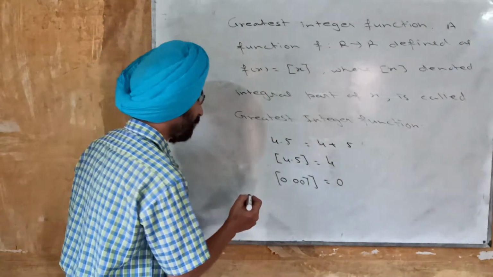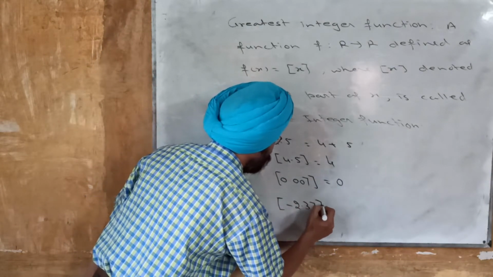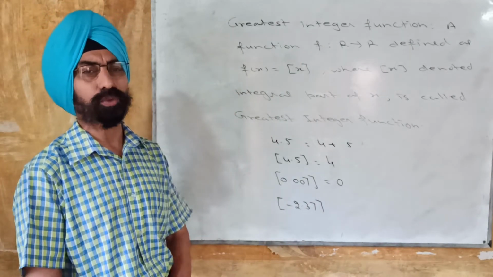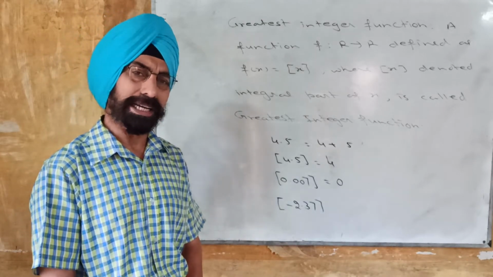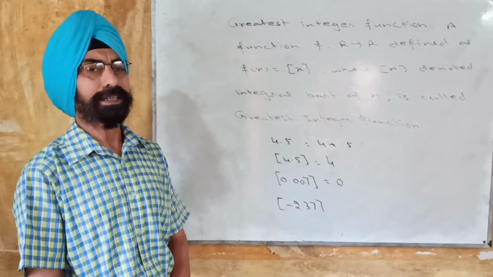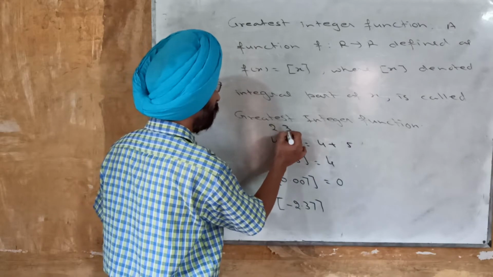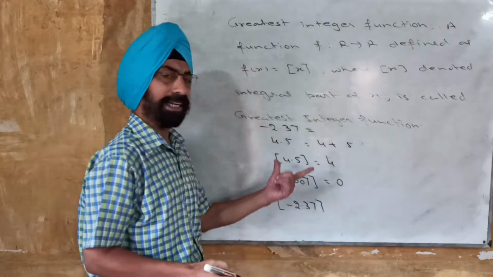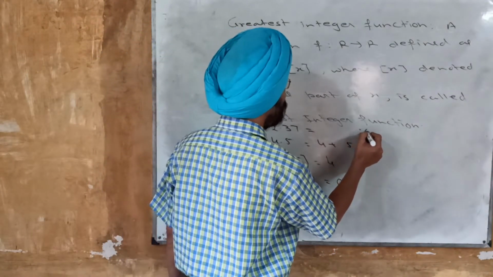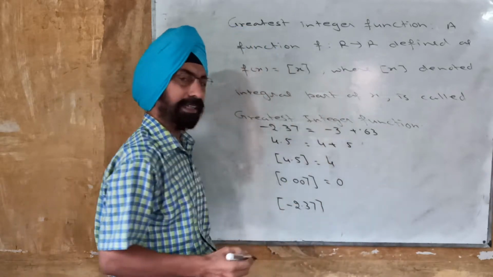When we move on to the negative numbers, suppose I write minus 2.37. Most people confuse that its integral part is minus 2. But you have to keep in mind that the fractional part is always positive, the fractional part cannot be negative. So this number, minus 2.37, if you break it into integral and fractional parts, the fractional part will become 0.63 plus, and the integral part will be minus 3.